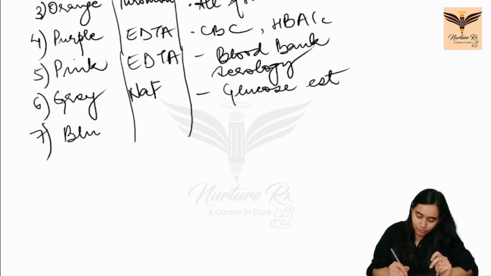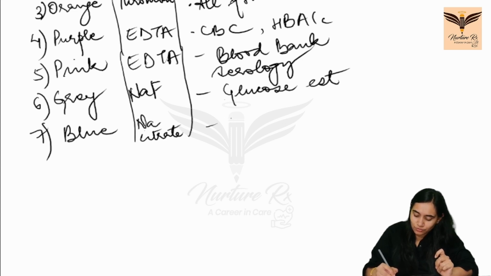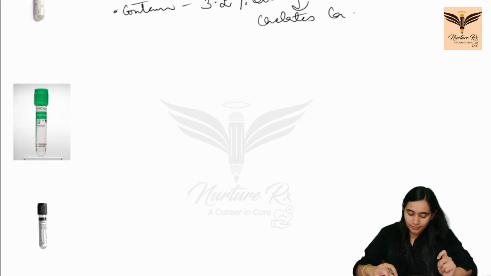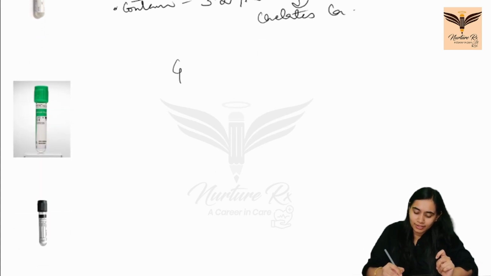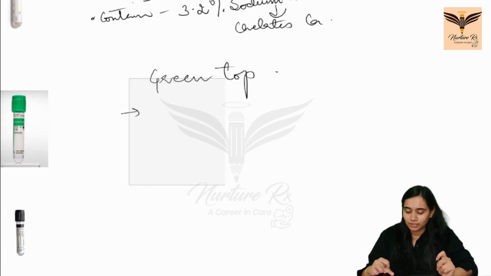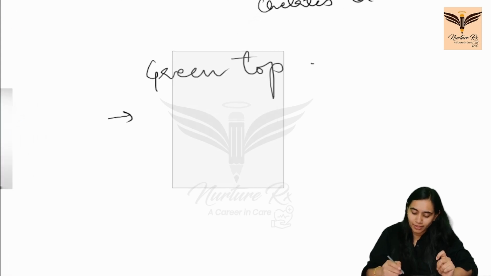And this is your blue top. It contains sodium citrate and is used for coagulation studies. Right? Moving on. Next is the green top. So this is easy to remember. What does it do? This contains your heparin.